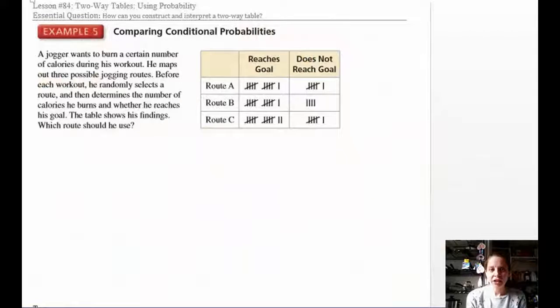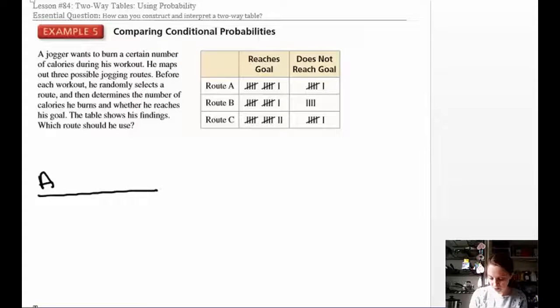Example 5. A jogger wants to burn a certain number of calories during his workout. He maps out 3 possible jogging routes. Before each route, he randomly selects a route and then determines the number of calories he burns and whether he reaches his goal. The table shows his findings. What route should he use? We're going to begin by reorganizing this information in a two-way table. Actually, it already is in a two-way table. I'm going to make a new one.